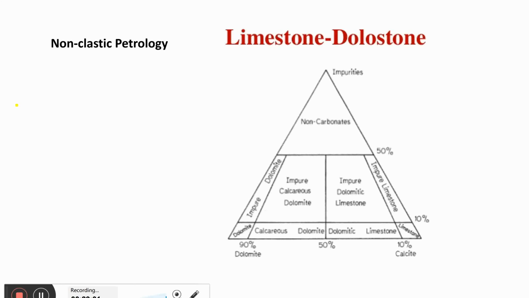Okay, here is a ternary or triangular diagram for limestone. As you can see, this time we put dolomite here, calcite here, and some impurity here. Similar to how we classify sandstone, there are some different terminologies as well. Dolomitic limestone, calcareous dolomite. These vary with the variation in percentages of calcite and dolomite.